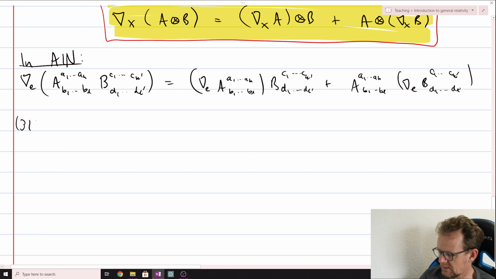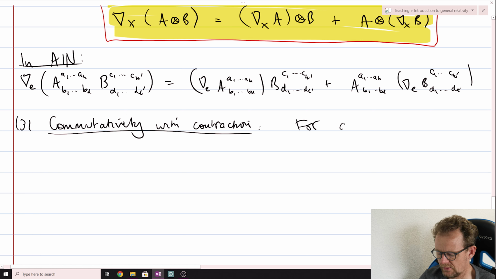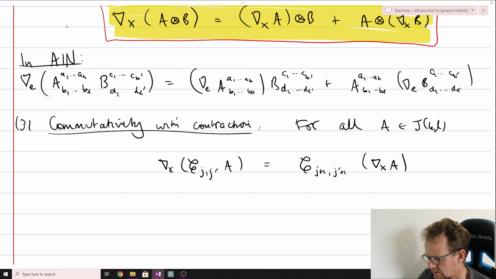There's another condition that we had better demand. You almost wouldn't notice it, but you have to demand it. It is commutativity with contraction. So if you take the covariant derivative of something and then contract, versus contract and then take the covariant derivative, it better be the same thing. So in non-abstract index notation, if I contract the jth and the j′th entries of a tensor field A, I better get the same as if I contracted those entries of the tensor field after the covariant derivative. But because we've introduced a new entry, I'm going to write it like so. That's commutativity with contraction.